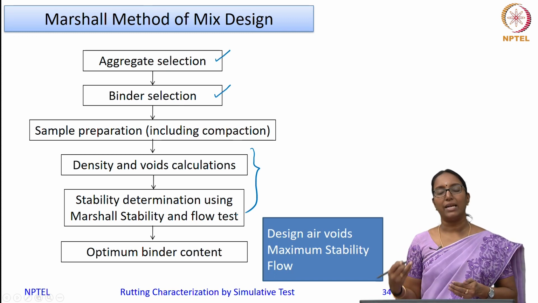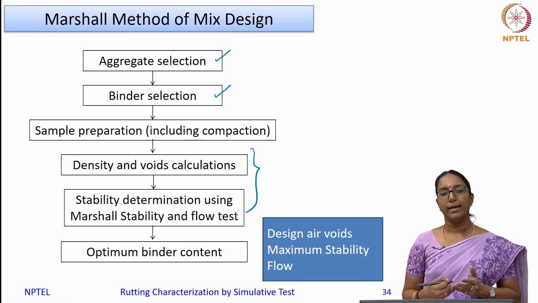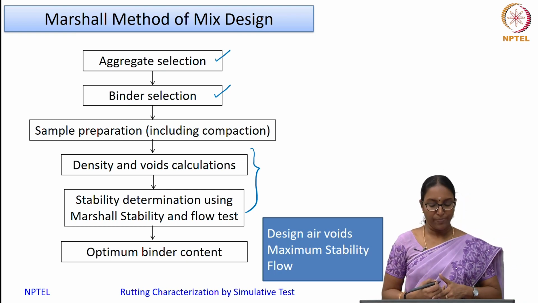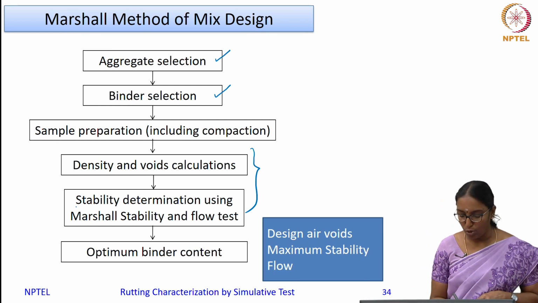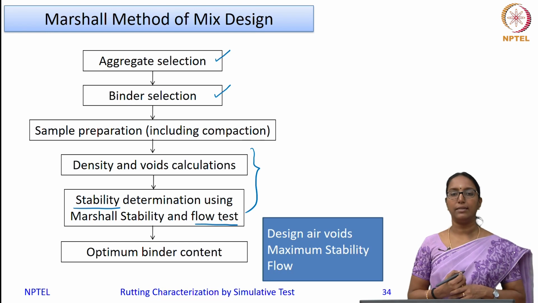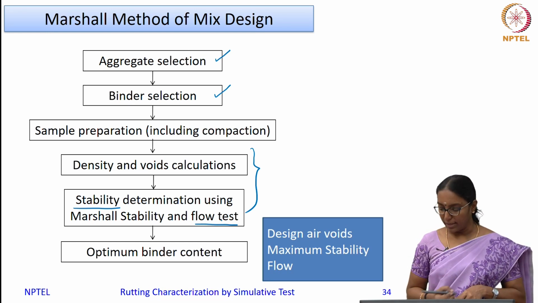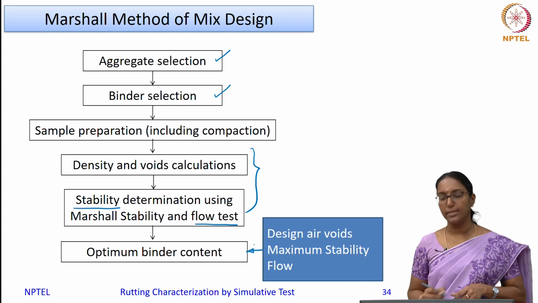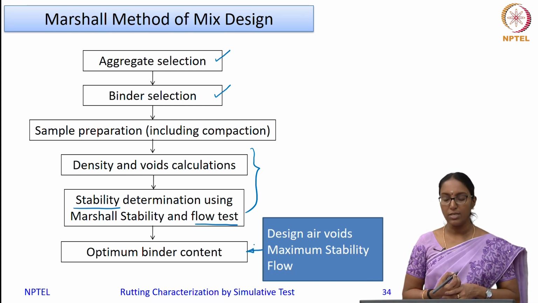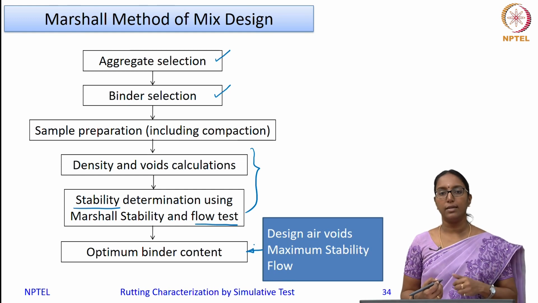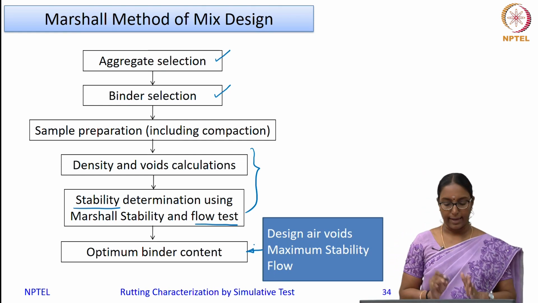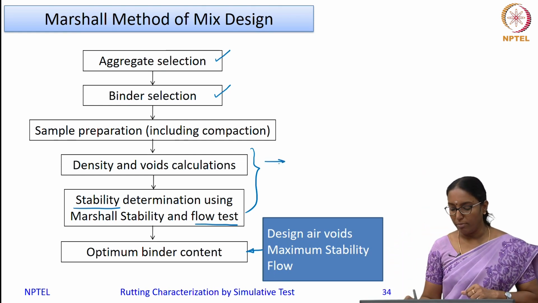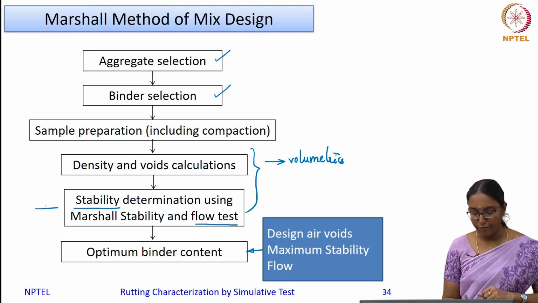You compute parameters such as density, voids in mineral aggregates, voids filled with bitumen, and so on, and then you determine two aspects. One is the stability and flow of the material using a Marshall stability test. Finally, the optimum binder content is chosen based on a design air voids, say for example 4%, and then you check whether the stability and flow meet the required criteria. So what you have in this whole aspect is a volumetrics part and a stability and flow part.